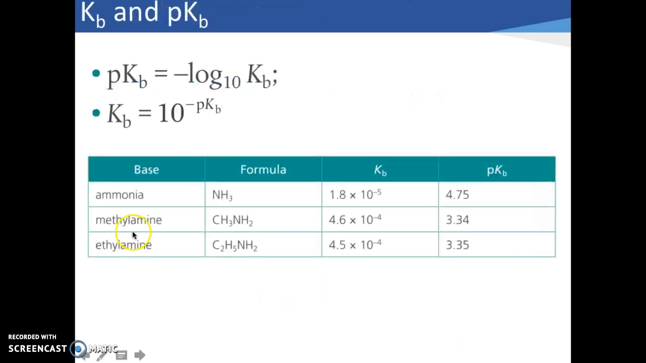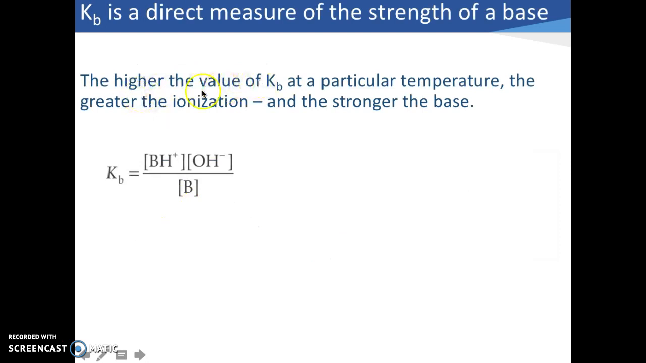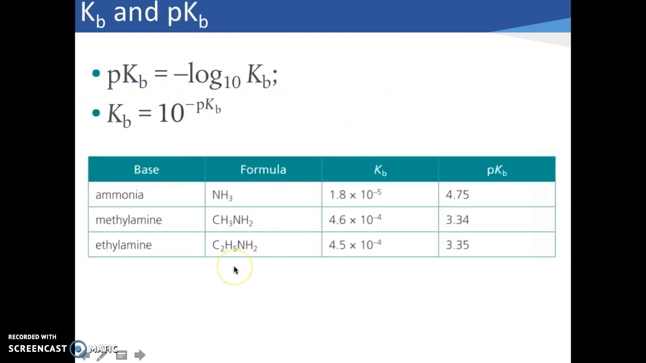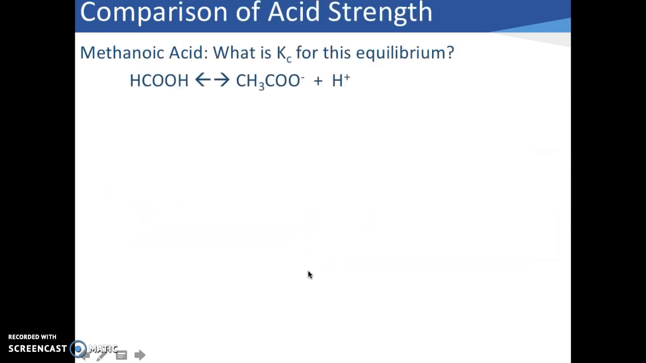Here we can compare a couple of different bases, and you can see that ammonia has a Kb of 1.8 times 10 to the -5th, whereas methylamine and ethylamine have larger values for their Kb. And if we go back again, remember, the higher the Kb, the stronger the base. And we know that's true, okay? We're not going to worry about that too much.